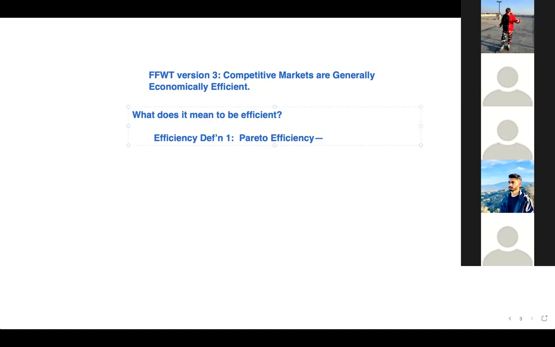Anyway, he said that in an efficient outcome, no one can be made better off without making someone else worse off. That's his definition of Pareto efficiency. Okay, and it's kind of subtle.